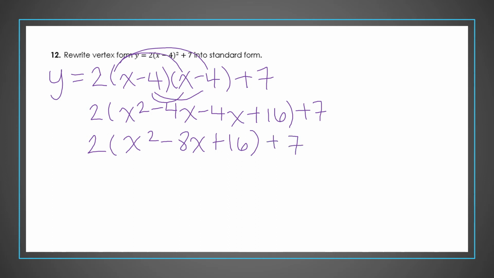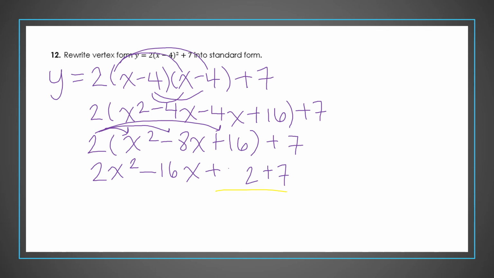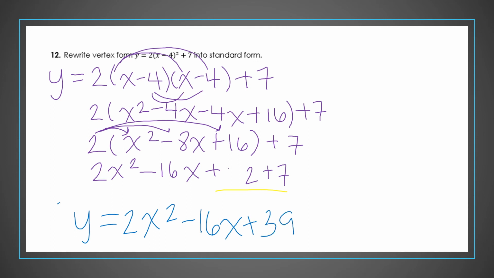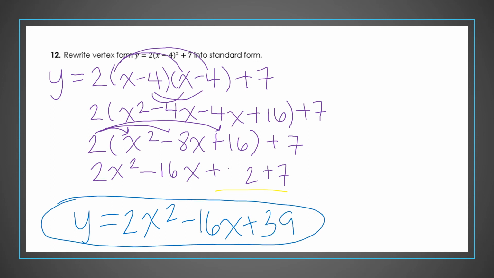Now I'm going to have to distribute the 2. So distribute the 2. 2 times x squared is 2x squared. 2 times negative 8x is negative 16x. 2 times 16 is positive 32. And then the last thing I'm going to do is combine the like terms of positive 32 and positive 7. So that is going to give me y equals 2x squared minus 16x plus 39. And that is your standard form.